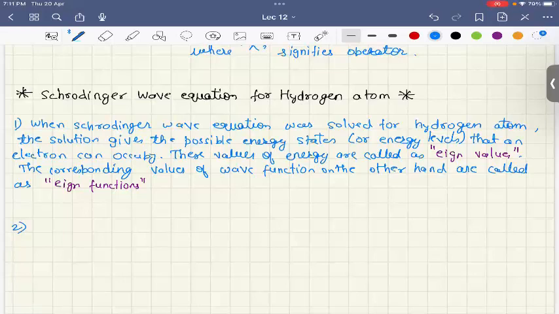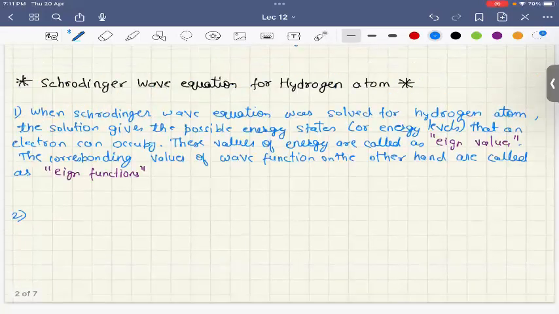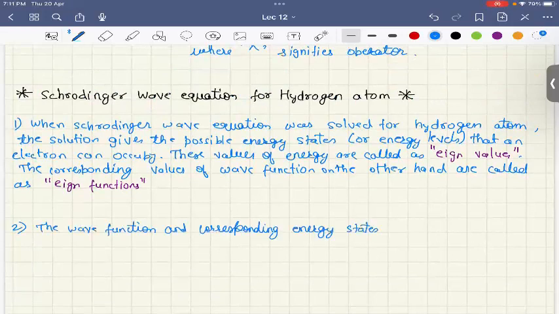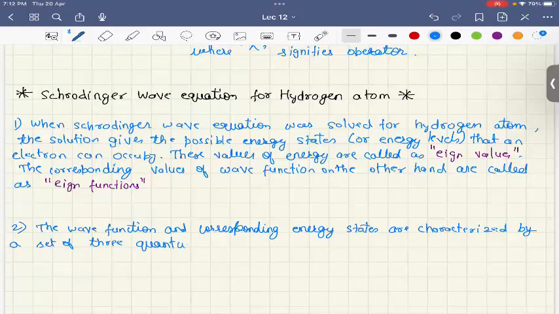Right. So what we are saying is, let us write this down. The wave function and corresponding energy states are characterized by a set of three quantum numbers.